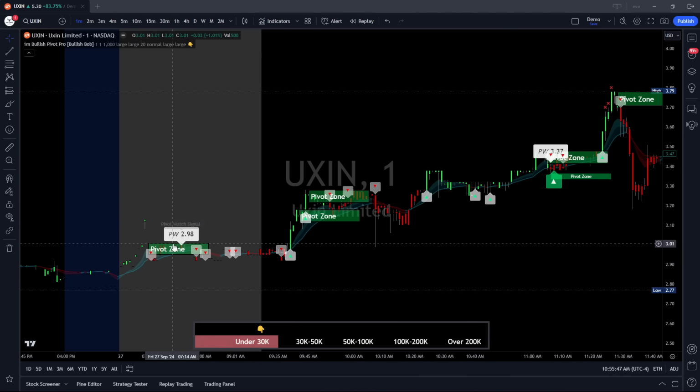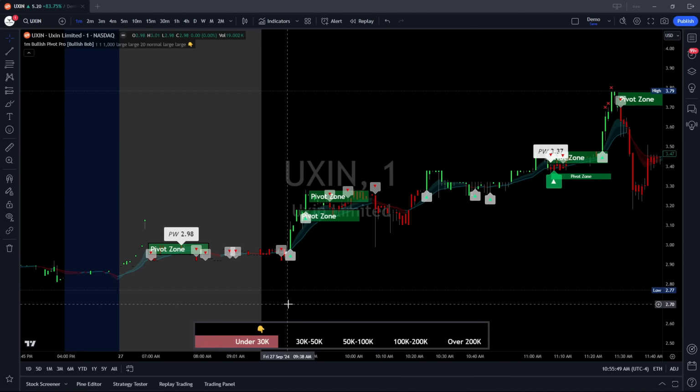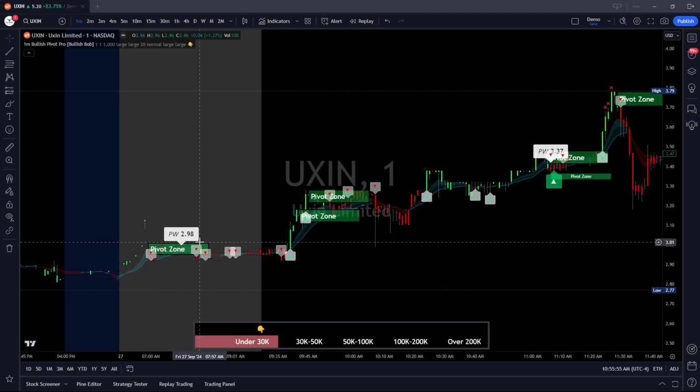It closed above that pivot zone, so we're using this pivot zone at 2.98 as our area of value, right? What that means is it's giving us a clear indication that if we get above, it's bullish. If we go below, it's bearish. And it makes it really simple for me as a trader, which is great because there's a lot going on when we're trading these lower float stocks, with high volume sometimes, where they're just moving very quickly. So to have that clear indication, if we get above this area, I can go long. If we go below, I can short.